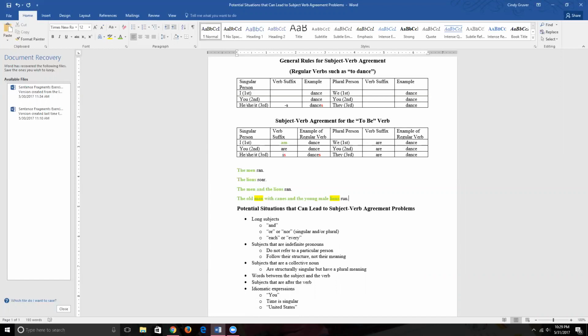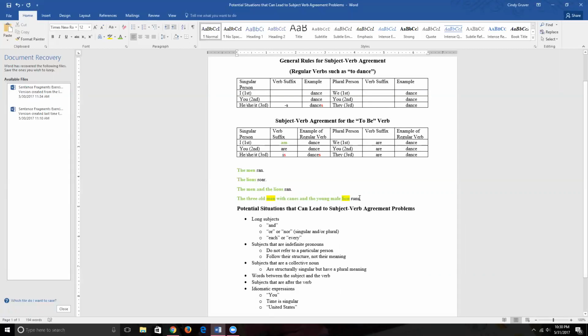But again, that's a function of the fact that I ended it with lions. But let's switch it up. Let me make it the old men with canes and the young lion. You might be tempted to say runs. But it shouldn't be runs, because we'll say the 3 old men with canes and the young lion run.